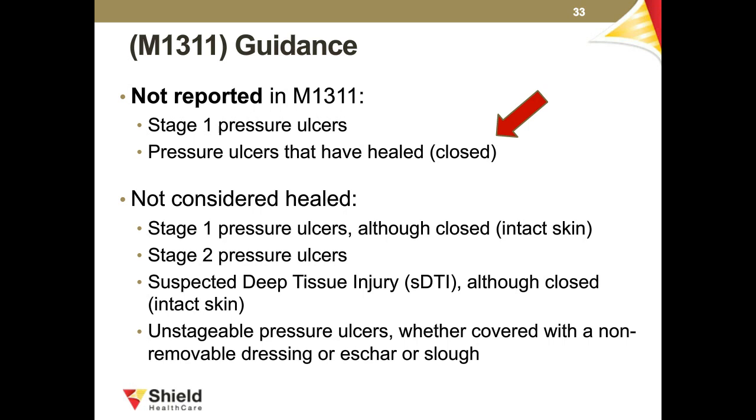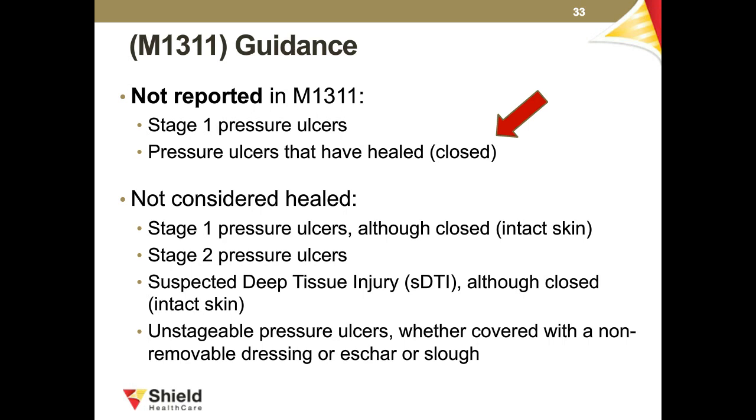Stage 2 pressure ulcers, as long as they exist, are considered unhealed. Now, once they cover over and the tissue is intact across the surface, the stage 2 pressure ulcer is gone, and we don't count it anymore. It's not considered unhealed.